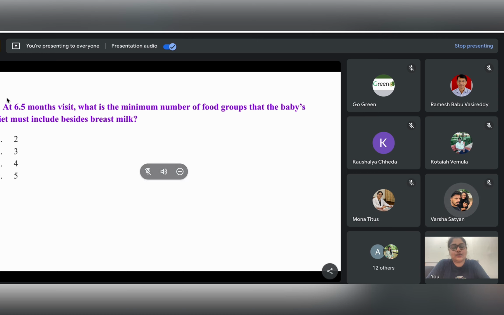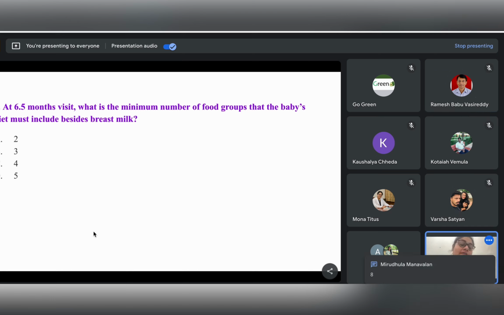Yeah. So let us read the question again. At the 6.5 months visit, what is the minimum number of food groups that the baby's diet must include besides breast milk? So, do you remember how many food groups the baby is supposed to have? A minimum of 5 food groups. Right? 8 food groups. Yes, 8 food groups and a minimum of 5 food groups.